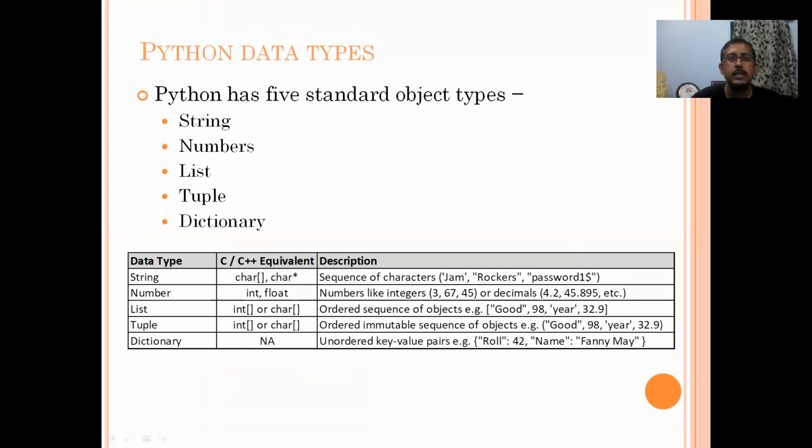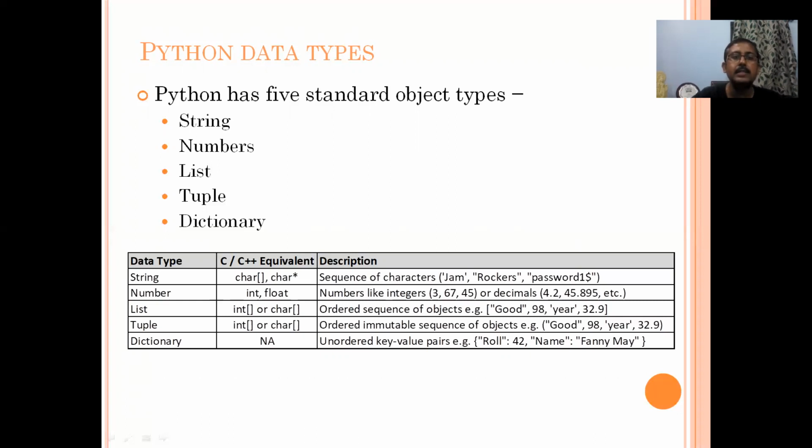Now, what's a string? We all know, right? It's basically nothing but a sequence of characters. Even in C or C++, we have that. We call it a char star or a char array. So a sequence of characters is known as a string. Numbers, again, are very trivial. Integer or decimal, which we call float. Then we have long, we have the complex numbers. So all those different kinds of numbers are grouped under the number data type.